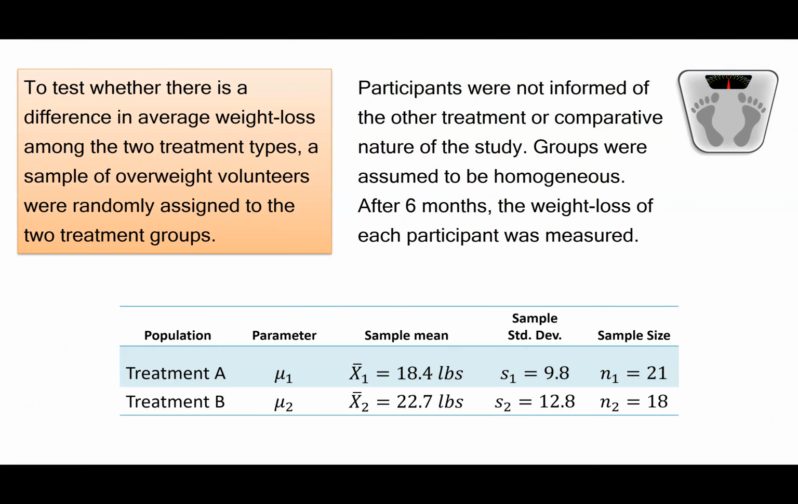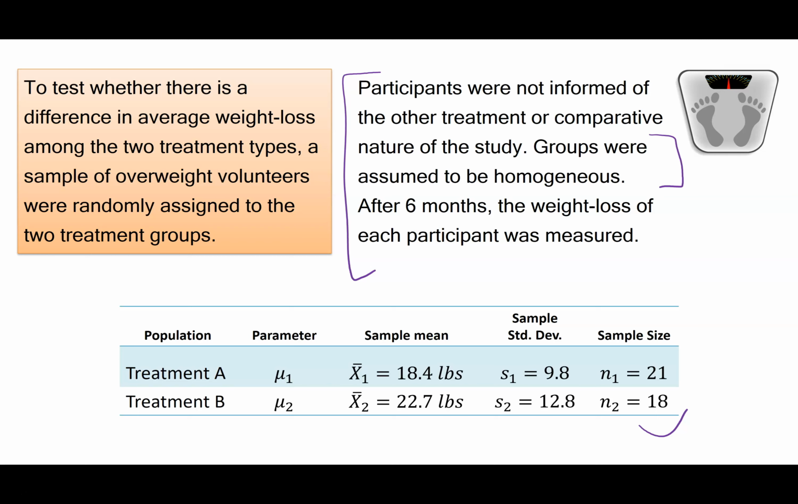So we want to test whether there's a difference in average weight loss among the two treatment groups. They don't necessarily assume that one is doing better than the other. So it looks like they have 39 individuals, and they randomly select that 21 of them are going to use the web-based app, and then 18 of those are going to use the in-person based program. And so they're not informed of the other treatment. They know what treatment they're getting, but they don't know that there is another treatment, is the idea.